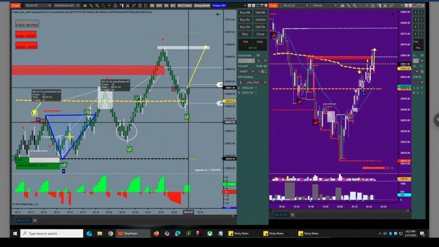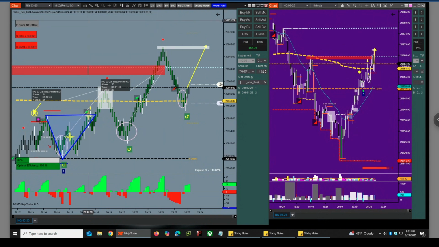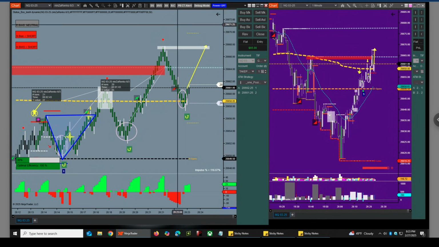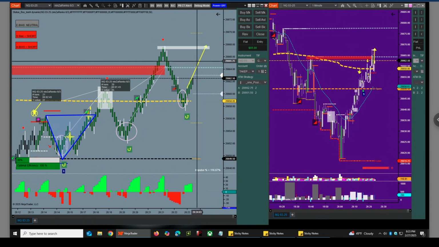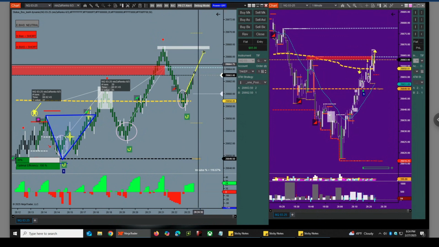And by the way, I'm trading the NQ for anyone that doesn't know. This is the NQ. This is NinjaTrader also. I forgot to mention that. Not everybody instantly knows what platform you're trading.